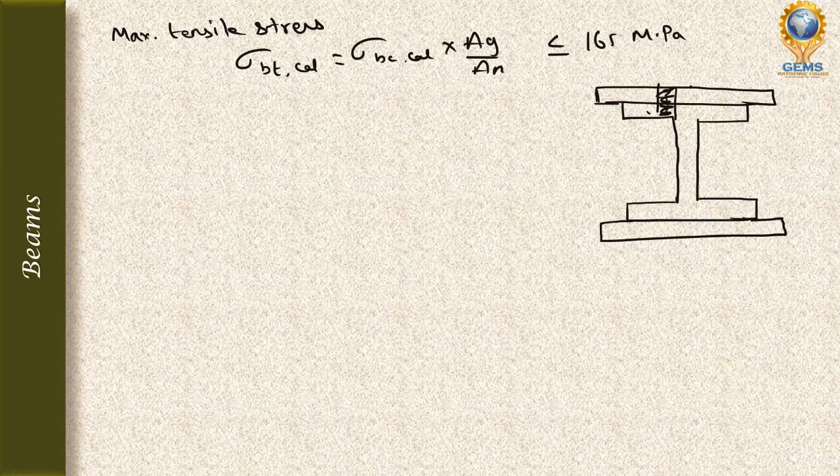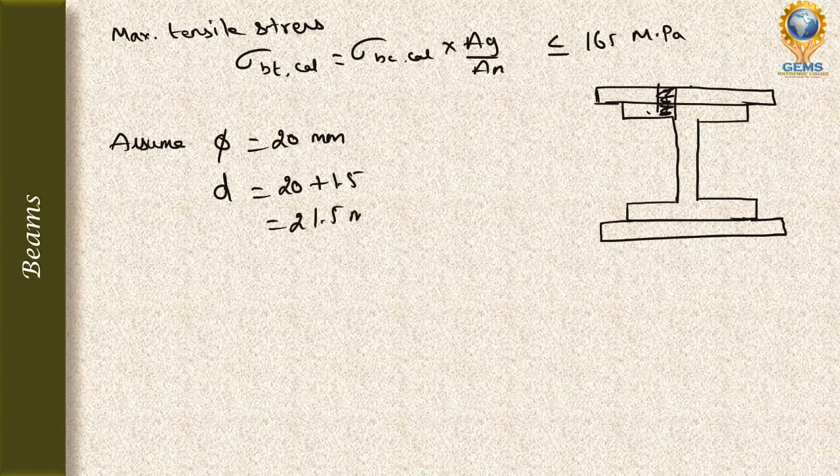If we want to connect the rivet, we have to assume a rivet size. So here we are assuming the nominal diameter of the rivet as 20 mm. So what will be the gross diameter? 20 plus 1.5, that is 21.5 mm. This is the gross diameter.